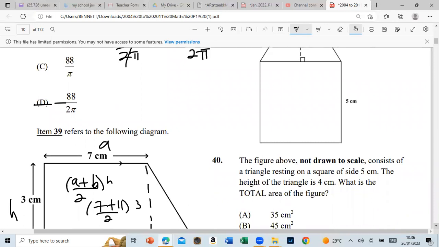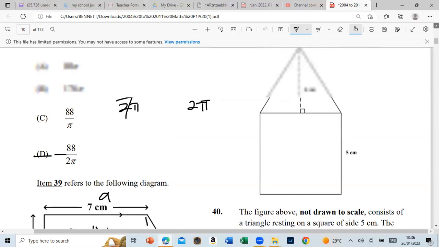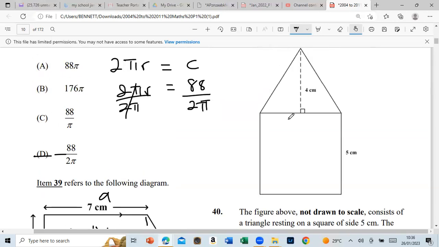The height of the triangle is 4 centimeters. What is the total area of the figure? Alright, so we have a right angle triangle here. So look at it one way as one. Here we do 5 also. So it's 5 times 5 for this one. It is a square, so that's 25 centimeters square for the area of this portion here.